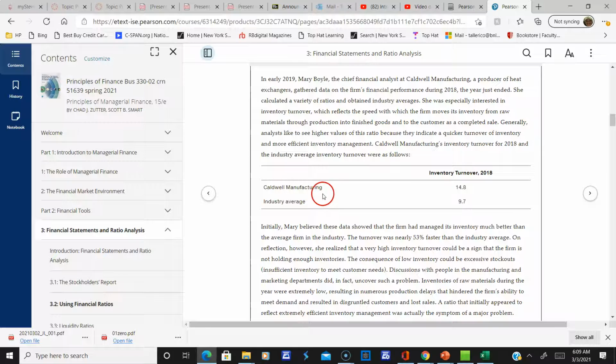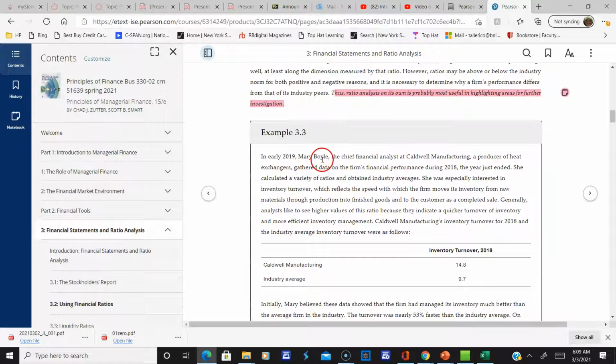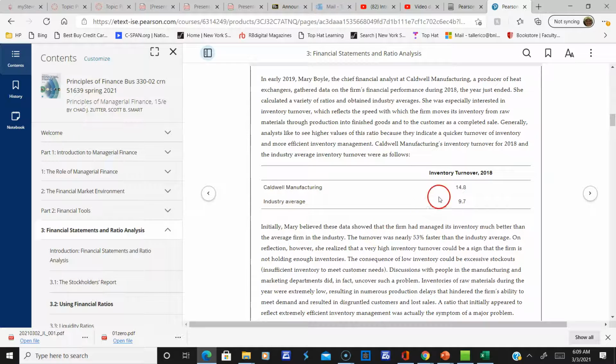And here's a nice example of Caldwell Manufacturing here. Mary Boyle, she's the chief financial analyst, and she's looking at inventory turnover ratio. And inventory turnover ratio is a key item, right? It tells you how many times you've turned over your inventory. And you can see against the industry average, Caldwell Manufacturing has turned it over a lot more. So Mary believed these data showed that the firm had managed its inventory much better than the industry average, right? Because they're selling more, so they're turning over their inventory.